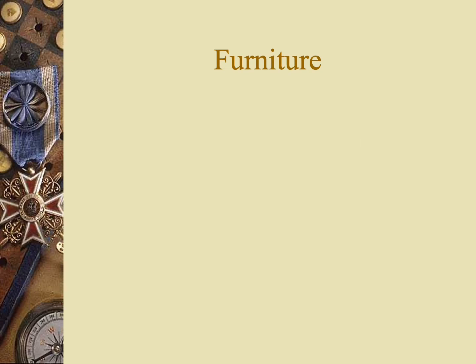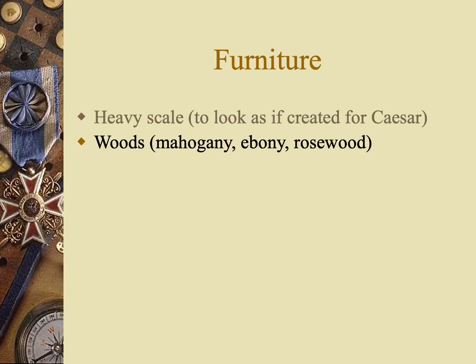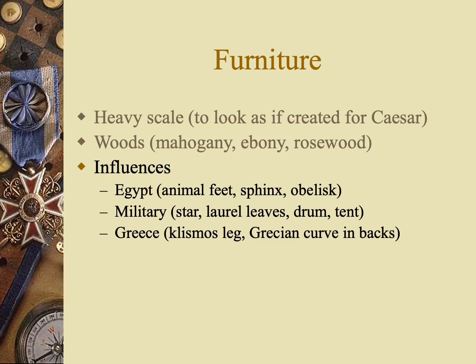Okay, so now we're going to dive into some of the furniture that was quite popular during this time. So first you'll notice that everything is in a very heavy scale. It was meant to look as though it were created for Caesar himself, and therefore everything needed to be large, everything needed to be grand. We also see the use of lots of different styles of wood. So you've got mahogany, ebony, and rosewood becoming quite popular.